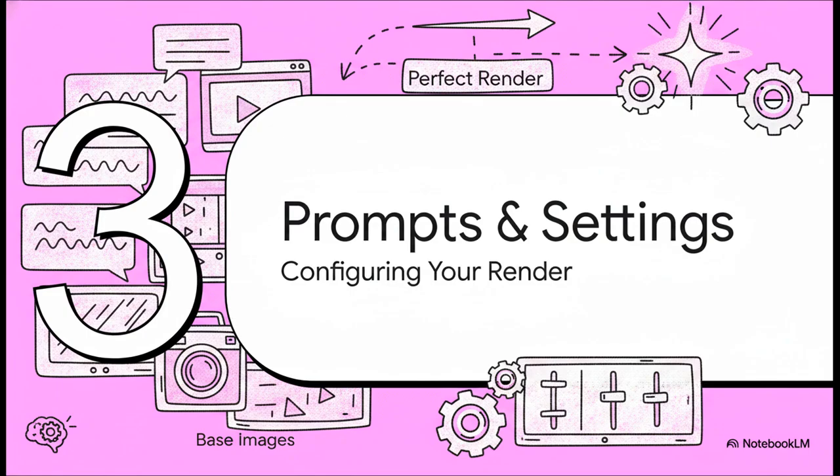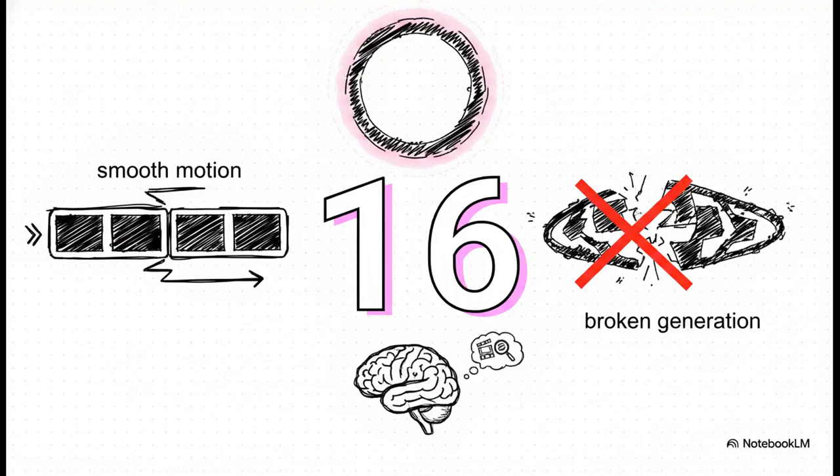Okay, section 3, prompts, settings, and LoRAs. Now that we've got a handle on the engine, let's shift over to execution. This is where we combine our prompts, base images, and specific settings to snag that perfect render. So what is the golden rule for frame rates here? It's exactly 16. After a ton of trial and error, it turns out the optimal frame rate for WAN 2.2 is precisely 16 frames per second.